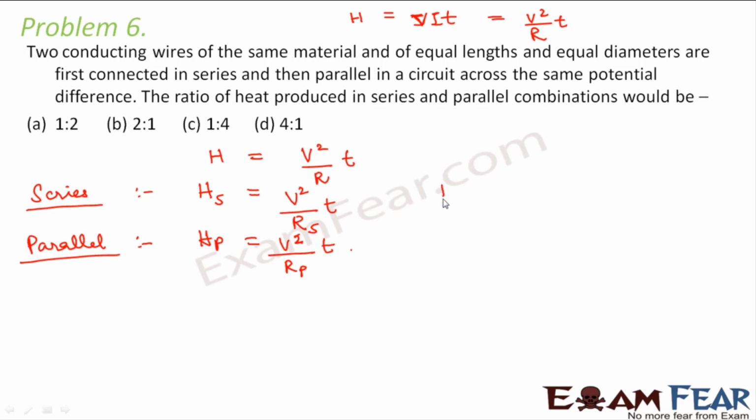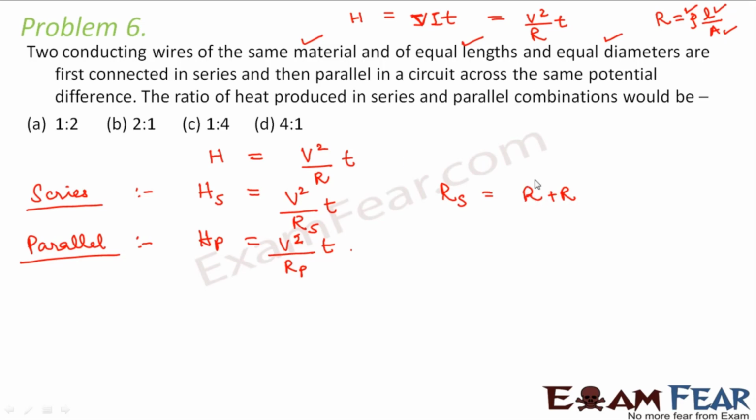Now let us try to calculate the value of Rs, that is the equivalent resistance in series combination. This will be equal to R plus R because resistance of both the wires will be same. Because they are made up of same material, they have equal lengths and they have equal diameters. Because resistance is given by rho L by A. So if they are made of same material, that means rho will be same. They are of equal lengths, so L will be same. They are of equal diameters, therefore area will also be the same. Therefore the resistance of both the wires will be same.